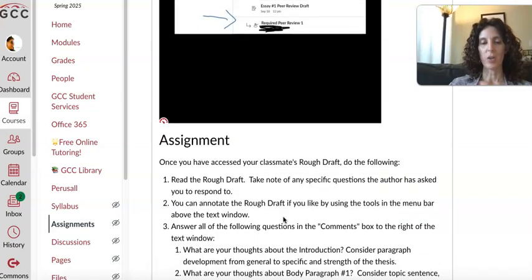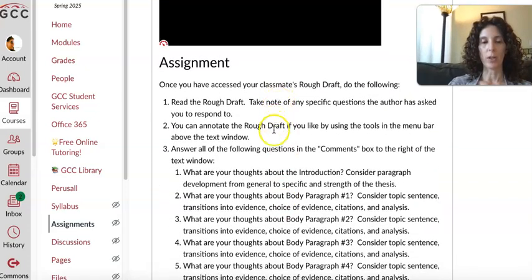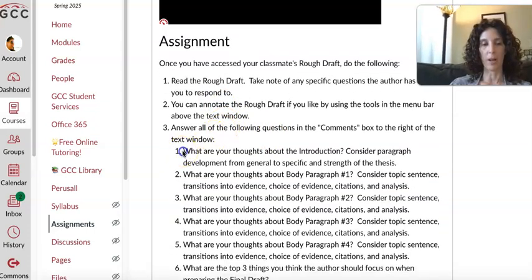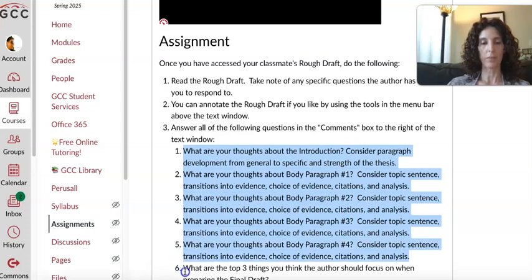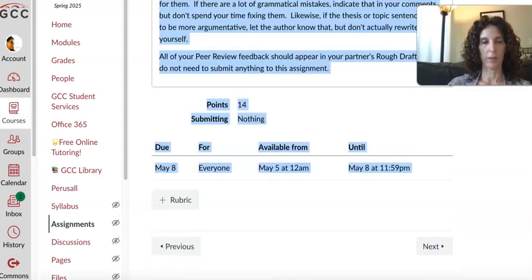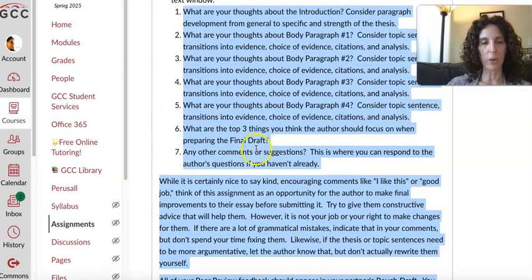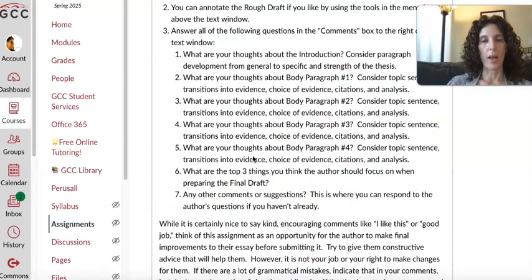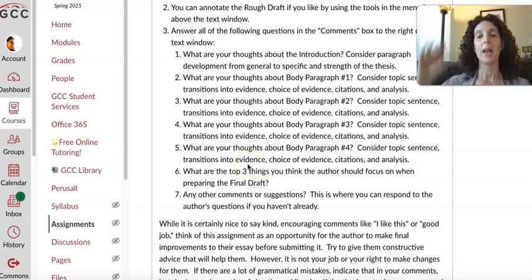Once you have that, you are going to read their draft, and you can annotate. You don't have to. You're going to answer a bunch of questions, okay? I think, whoops, it went a little crazy there. Seven questions, okay? If you do not answer these questions, you don't get credit for doing the rough draft, or for doing the peer review. So make sure you do answer all of them. Don't just write like, hey, good job, and leave it at that. You need to answer the question specifically in the comments box so that I can see your answers. That's how I know you did the work.